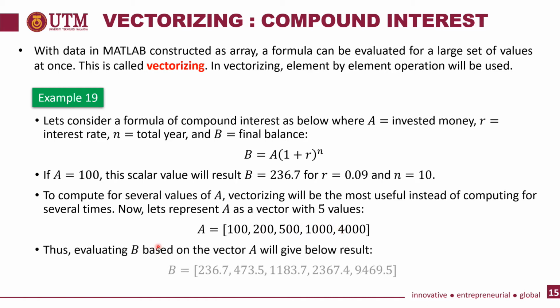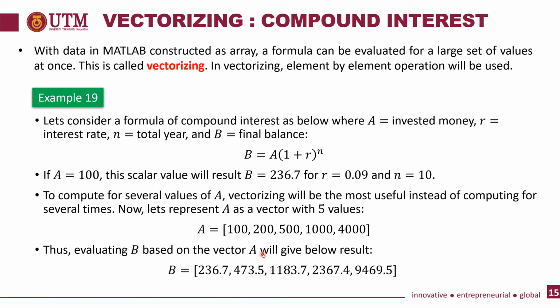So you will get B equals 236.7, 473.5, 1183.7, 2367.4, 9469.5. So you will get a set of results, because your input has a set of values. It's not a single value. So this operation, we call it vectorizing.